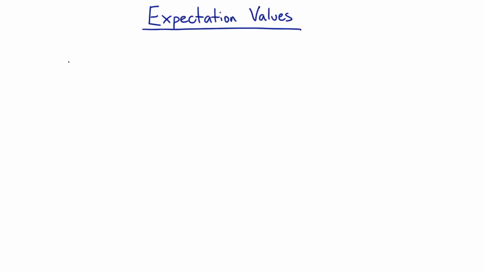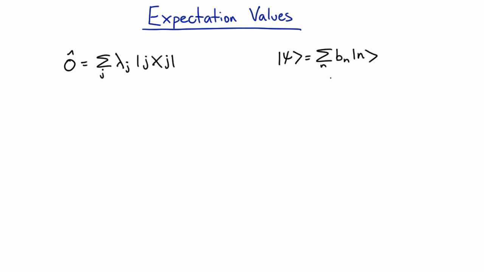So we already know that if you have an observable, which I've written here in its spectral decomposition, so these are the eigenstates of the observable and these are the eigenvalues, and you have a general state, which can always be written as a superposition of those eigenstates, then we know that if we take the average of a bunch of measurements, we can calculate that from the measurement postulate.